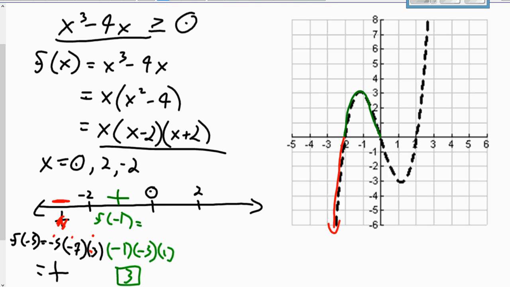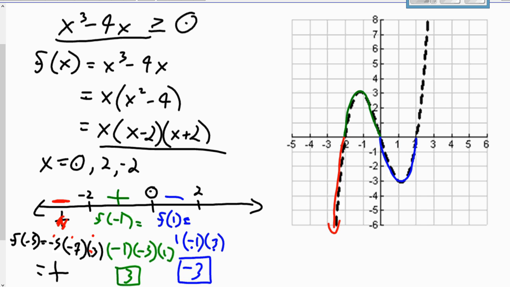So for 0 to 2, I'm just going to pick 1. So f of 1 is going to be equal to 1 times -1 times 3. Again, a positive times a negative times a positive is going to be a negative value. In fact, it's -3, which I'm not super concerned with, but on this interval it's negative, so I can see that that's below the axis there.